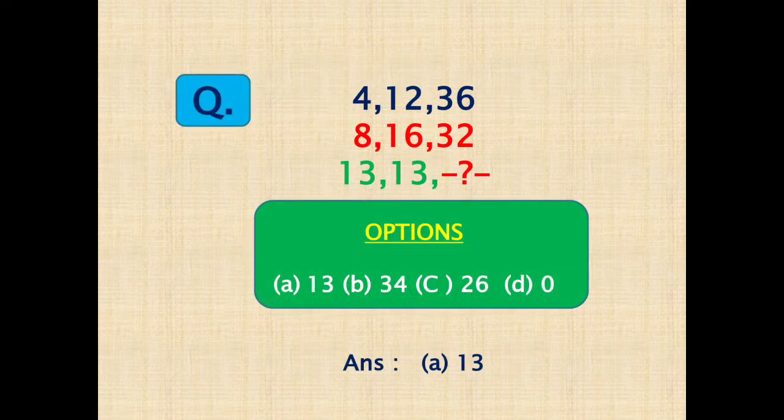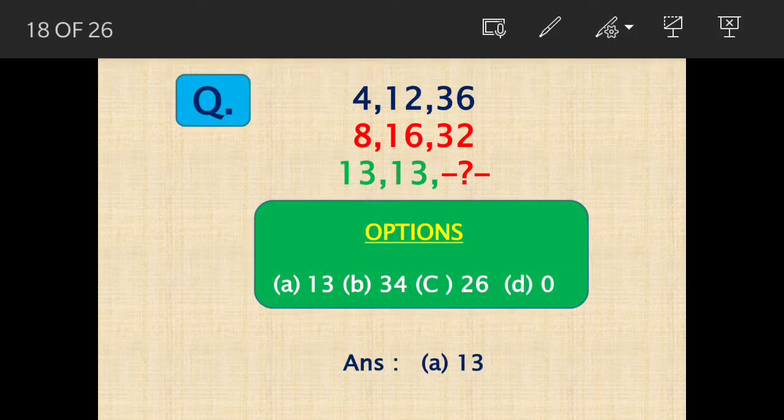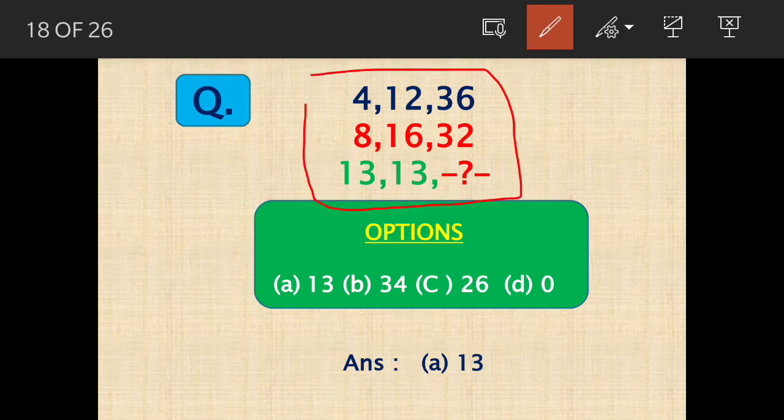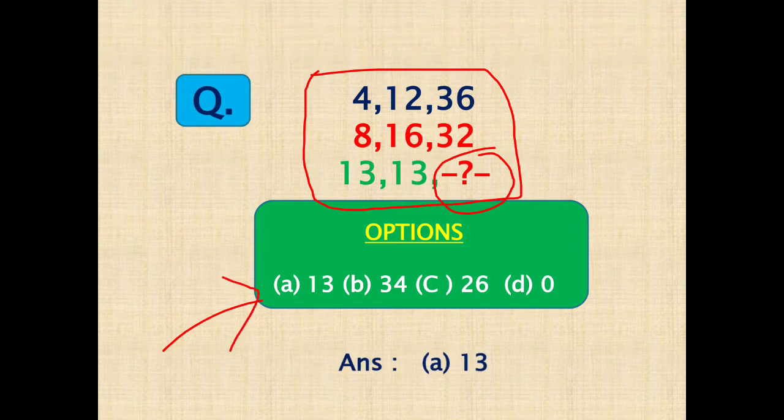Now here the series is given in the form of a matrix. Now matrix is a very complex mathematical subject, but here again it is not a matrix formula we are going to apply. We are going to apply a very simple logic. There is a term missing here, and we have to find out the answer. These are our options, and option A, 13, is the correct answer. Now how we have come to option A, 13, we'll see.